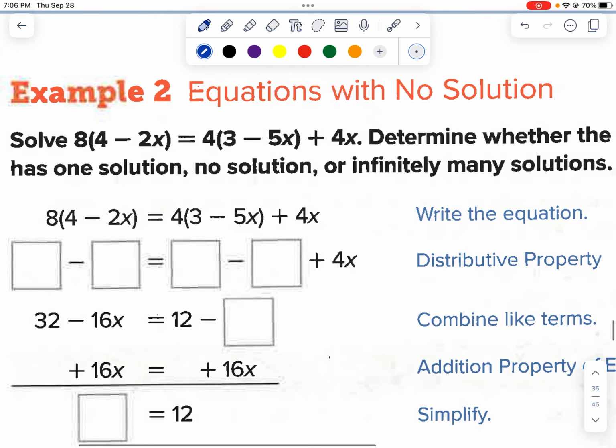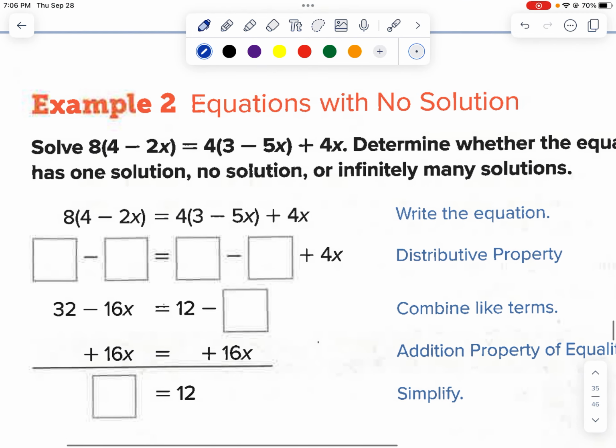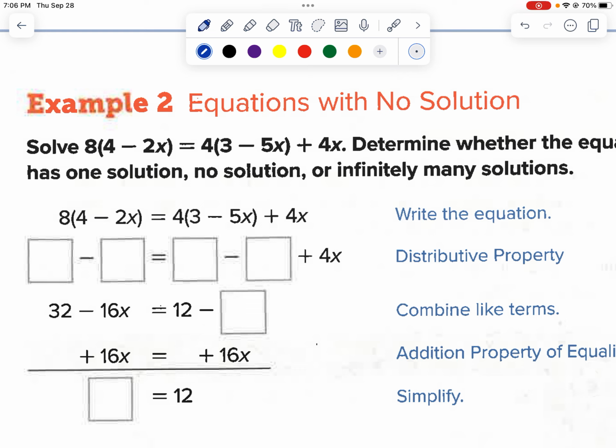Okay, now let's come over here to this one. So now I'm going to multiply here, and I get 32. Multiply here, and I get negative 16x. Multiply here, I get 12, and minus 20x. Make sure that I combine like terms, because this right here is on the wrong side of the equal sign. This right here is not either. But these two are. Look at that. Those two are like terms.